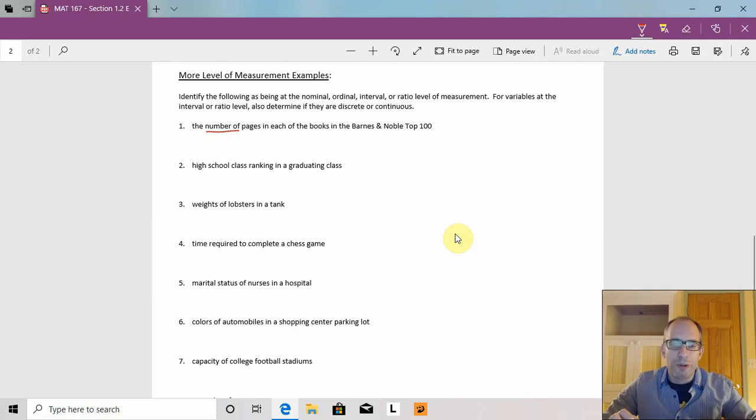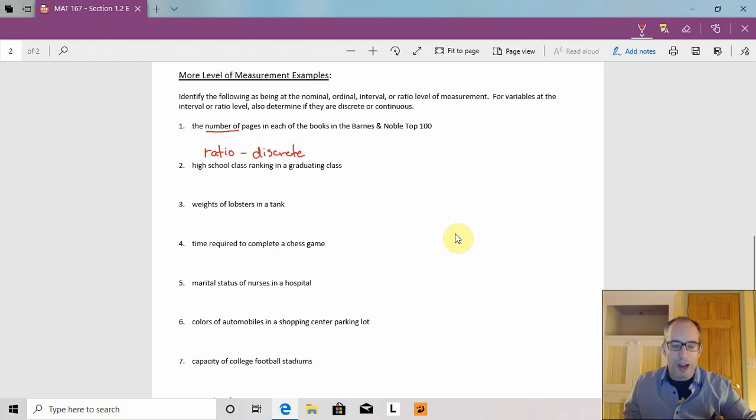Okay, so I think we got that part down, but then is it interval or ratio? Well, does doubling make sense, right? If you had a 500-page book, is that twice as long as a 250-page book? Yep, right? You have a natural zero, you can't have a book with negative pages, right? You don't have a book that's negative 163 pages long, right? That doesn't make any sense. So this is going to be ratio, but then to specify further, it is discrete, right? Because it is a count.